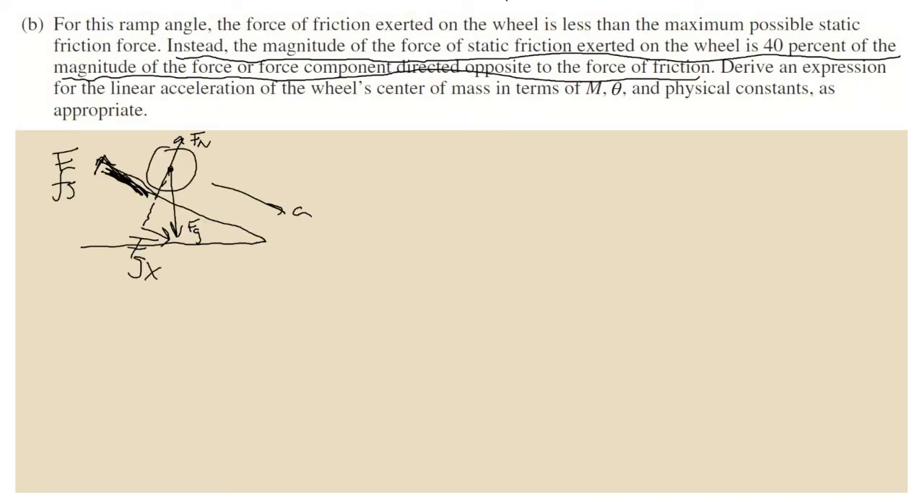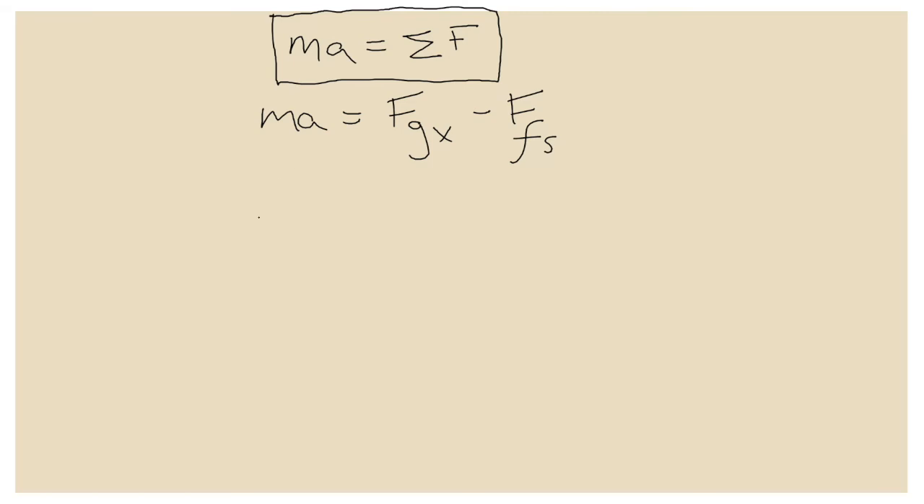I think the first thing I want to do, though, is just go back to this really important thing that I underlined here in the text of the problem. They tell us here the magnitude of the force of static friction is 40% the magnitude of the force component directed opposite of the force of friction. The force component directed opposite the force of friction is FGX. 40% of that is 0.4 times FGX. So what they're telling us is that the force of static friction is 0.4 FGX. So now we're pretty much ready to finish this thing up just with that one move. So we have MA equals FGX minus 0.4 FGX.